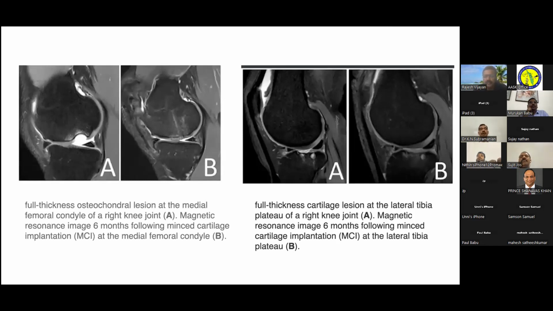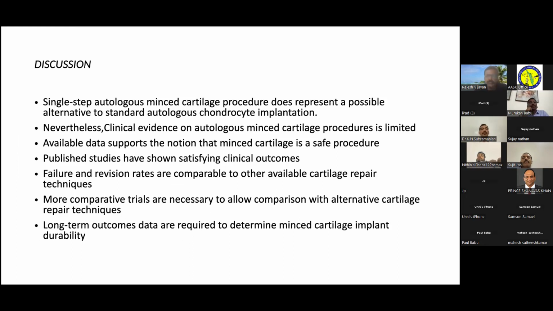There is literature showing MRI with almost regrowth of normal cartilage, taken 6 months down the line. So for this discussion, single-step autologous minced cartilage, otherwise called AutoCart, represents a possible alternative to the ACI procedure. Nevertheless, clinical evidence has shown short-term results only. It supports the notion that minced cartilage is a safe procedure. Published studies have shown satisfying clinical outcomes. Failure and revision rates are comparable to other available cartilage repair techniques. I think more trials are needed to come up with stronger evidence of how AutoCart is going to be in the long-term outcome data.